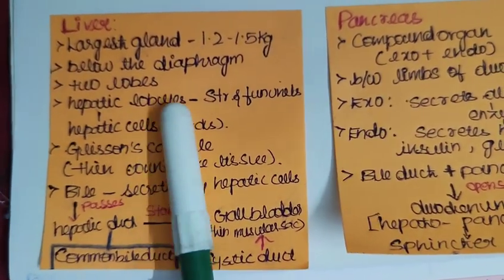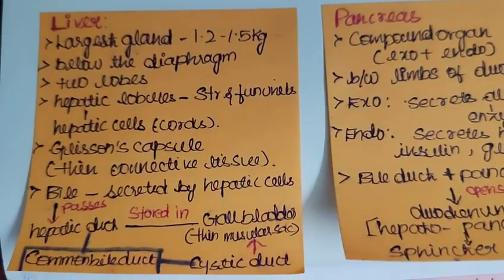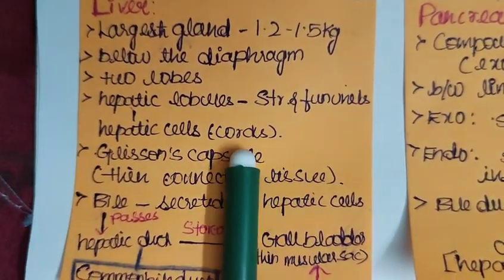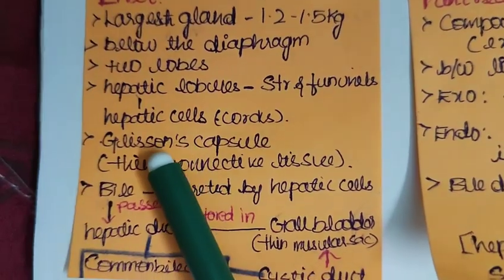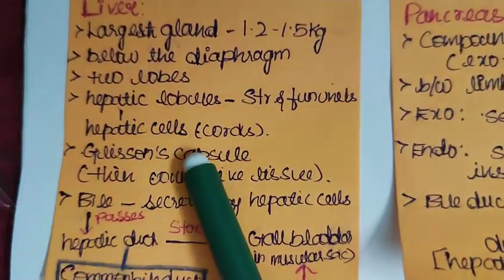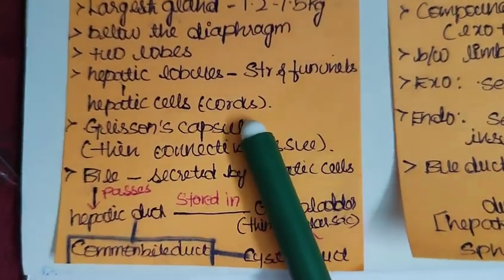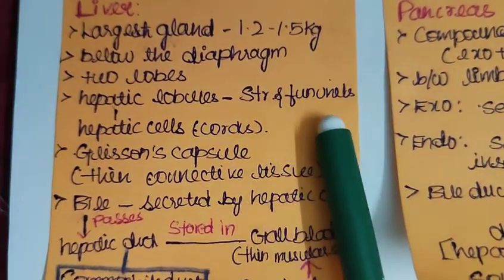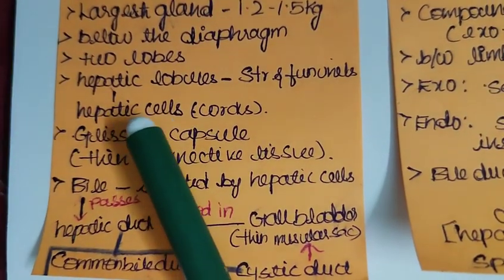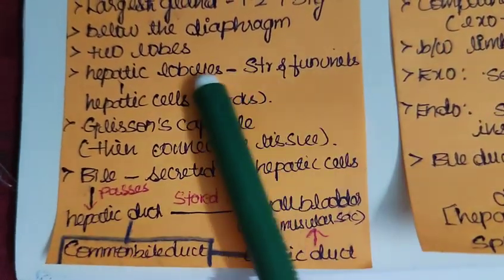These hepatic lobules are made up of hepatic cells. These hepatic cells are arranged in the liver in the form of cords. Okay. Now coming to the next point, Glisson's capsule, which is covering the hepatic cells. It is a thin connective tissue. So the structural and functional unit of the liver is the hepatic lobule. The hepatic lobules are made up of hepatic cells, and these hepatic cells are covered by a thin connective tissue, which is the Glisson's capsule.